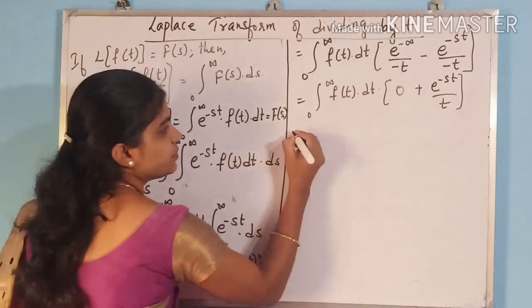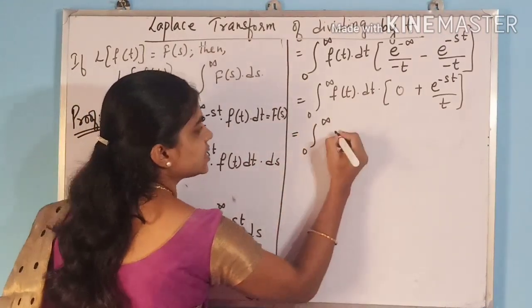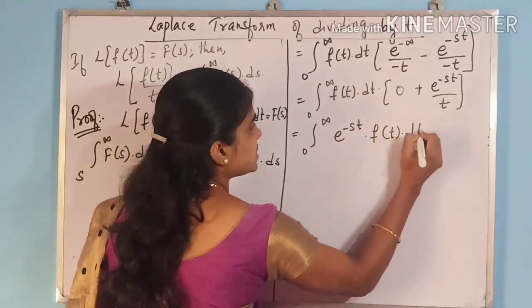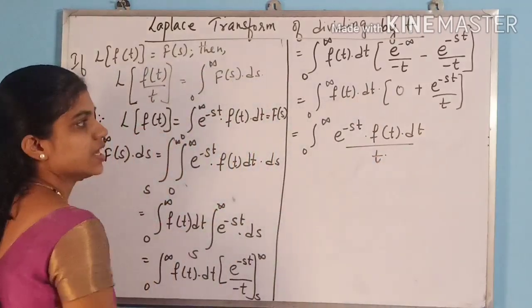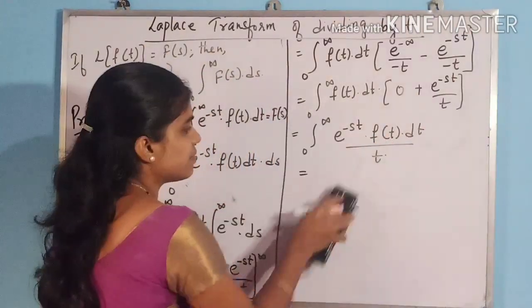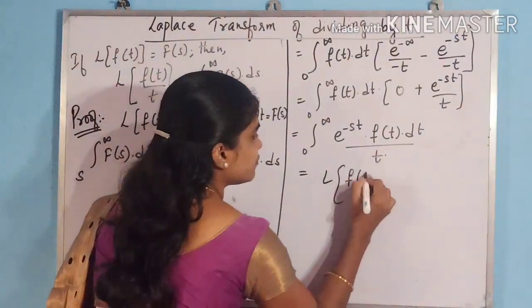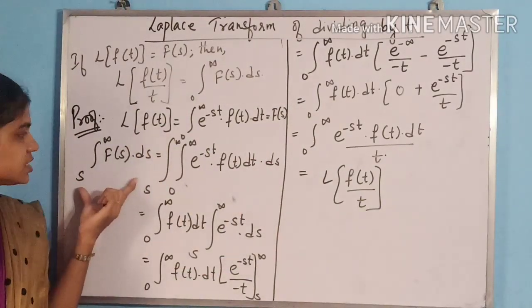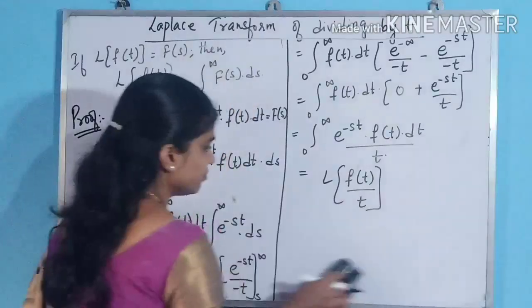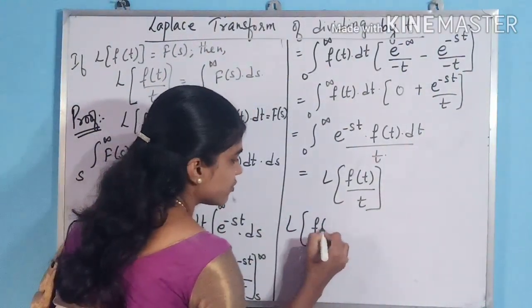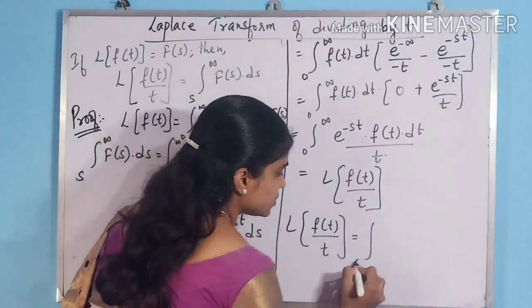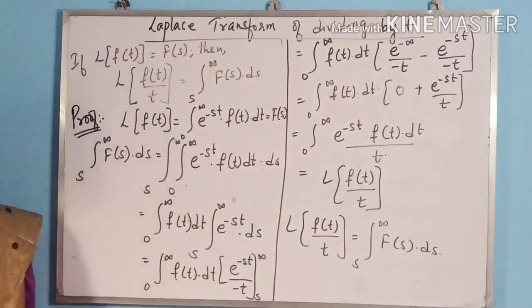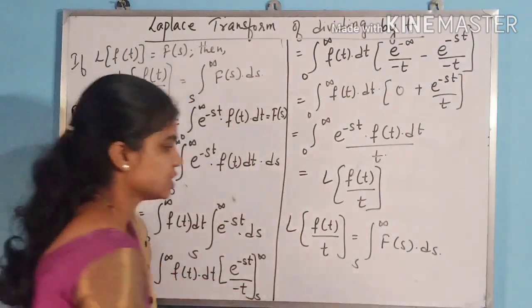Right? Take out the bracket. What do we have? Integral 0 to infinity e raised to minus st into f of t dt divided by t. And what is this? This is Laplace transform of f of t divided by t. And in our LHS, we have integral s to infinity f of s ds. So we have Laplace transform of f of t by t is equal to integral s to infinity f of s ds. Right? So our LHS equals RHS. So thus proved.